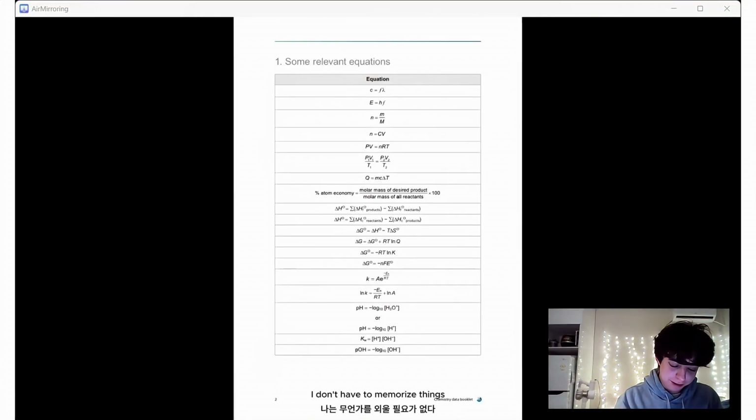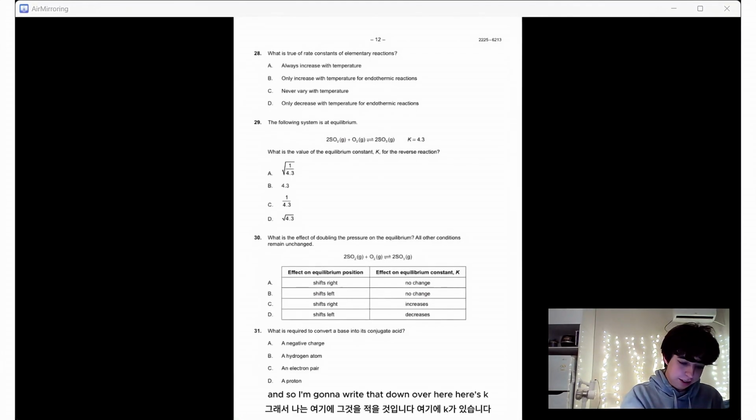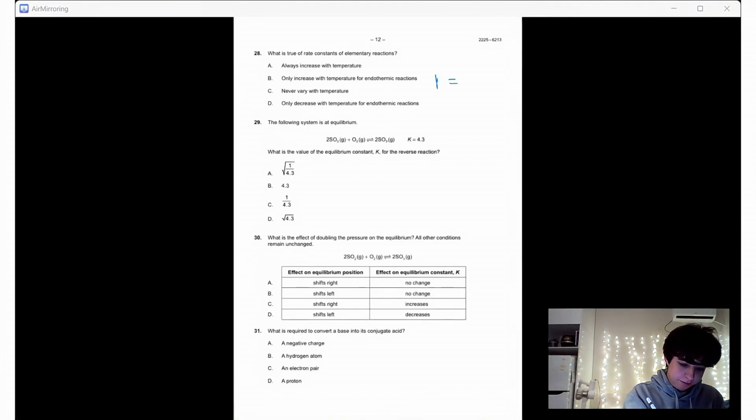I don't have to memorize things because I'm a teacher. Anyways, so I see that Arrhenius equation. K is A e raised to negative Ea over RT. Okay, and so I'm going to write that down over here. K is equal to A e negative Ea over RT.